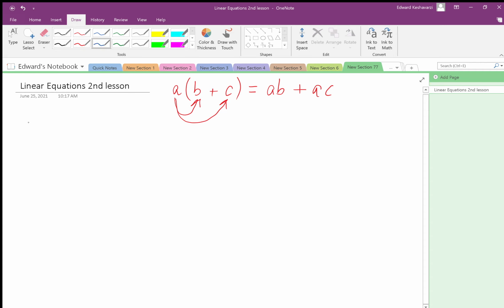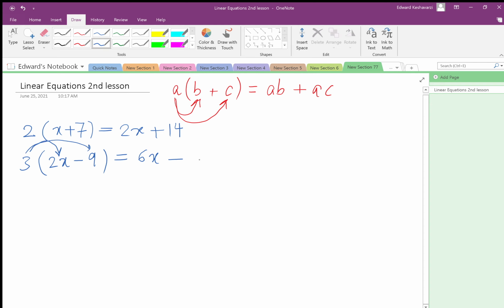Let me give you an example. For example, 2 times (x plus 7). 2 goes in and applies to both terms inside the bracket. So it becomes 2x plus 2 times 7, which is 14. Another example can be written as 3 times (2x minus 9). So 3 goes to the first term and it becomes 6x minus, then 3 times 9 is 27.